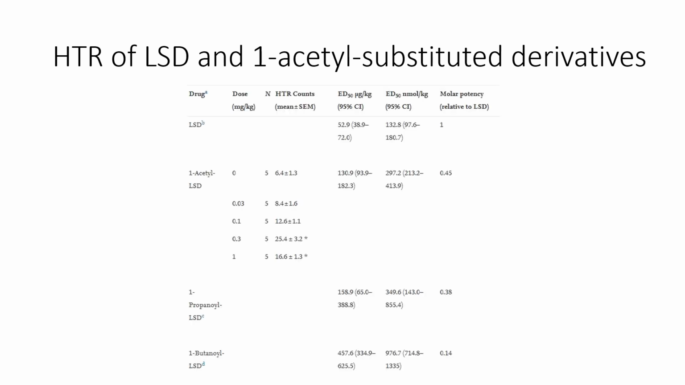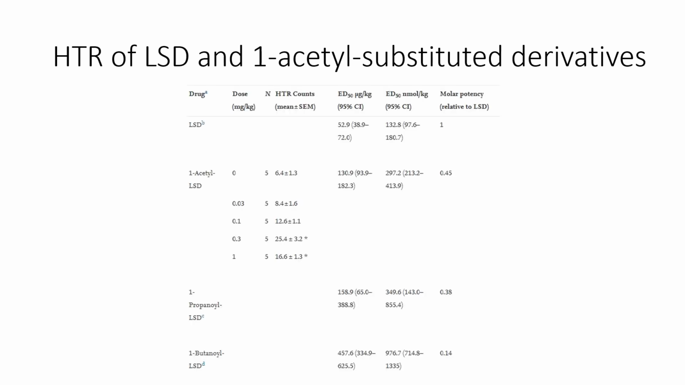The HTR, or head twitch response, of LSD and the 1-acetyl substituted derivatives was measured in this study. The head twitch response is something I talked about in my video about mescaline analogs. If you give a psychedelic drug to a rat or a mouse, its head will twitch due to activation of the serotonin 2A receptor. The amount of head twitches it exhibits is correlated to how powerful the drug is. The more head twitches, the more powerful or potent the drug is.